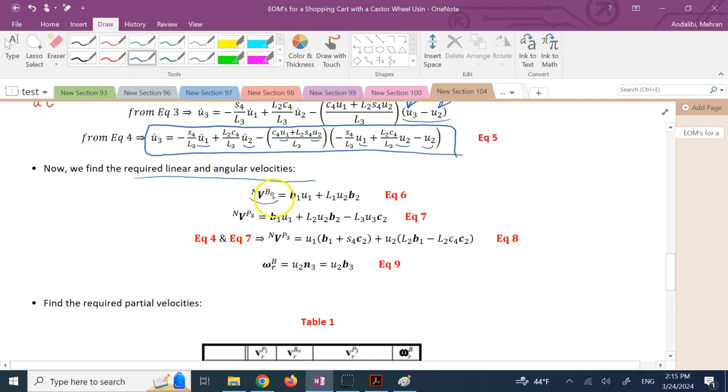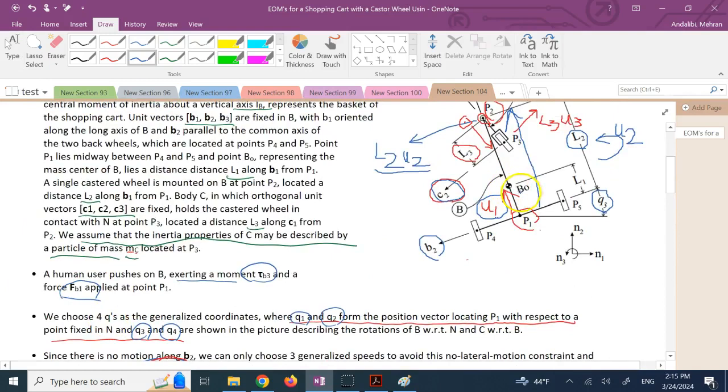Because BO is a point, the inertial acceleration term, A of BO, is going to be needed. So we need the V of BO, so we can take a time derivative of that and get A of BO later. So definitely V of BO is a needed term, as we'll see.